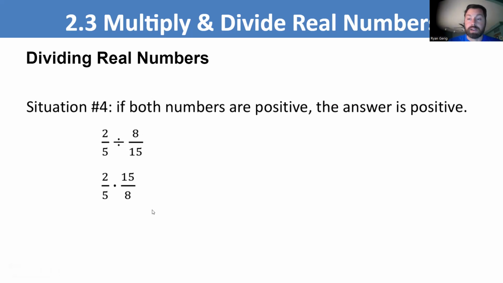Then we can multiply across like we did earlier and get 30 over 40. Reduce that to get 3/4. And again, if you wanted to cross reduce first, you could do that. 2 and 8, I can take 2 out of both of those. So it's 1 and 4. 15 and 5, I can take 5 out of both of those, which gives me 1 and 3. So then I have 1 over 1 times 3 over 4, which gives me 3 over 4. And that is multiplying and dividing real numbers.